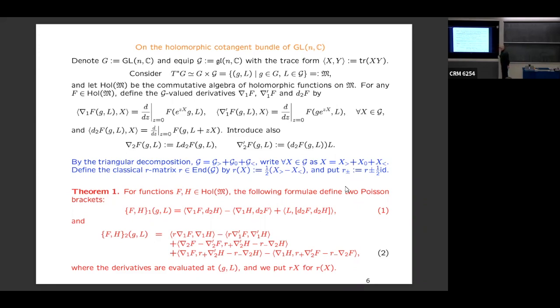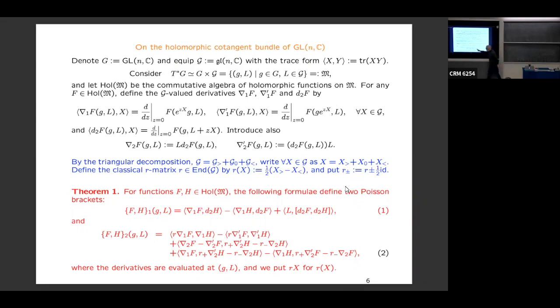So with these notations in hand, here is a formula for two Poisson structures on my phase space. The first structure, you can recognize the Lie bracket here. This is basically the Lie-Poisson bracket with respect to the second variable, the Lie algebra variable. So this first bracket is nothing but the canonical Poisson bracket on the cotangent bundle of the group. And the second bracket contains the R matrix.